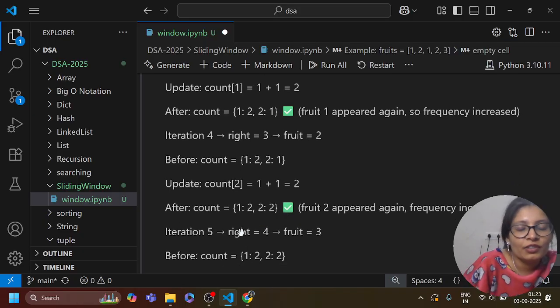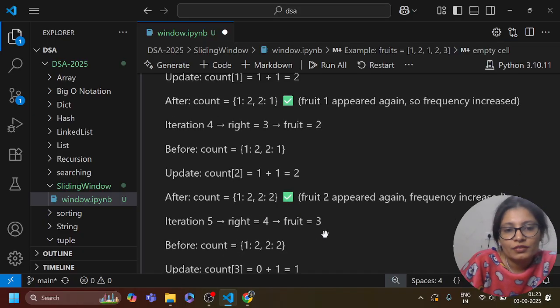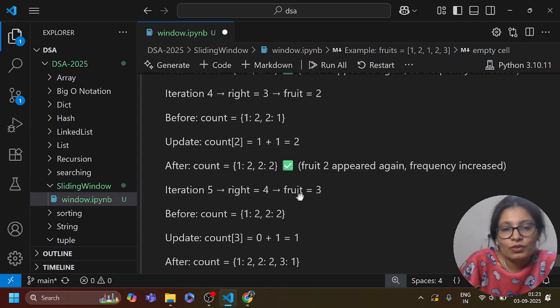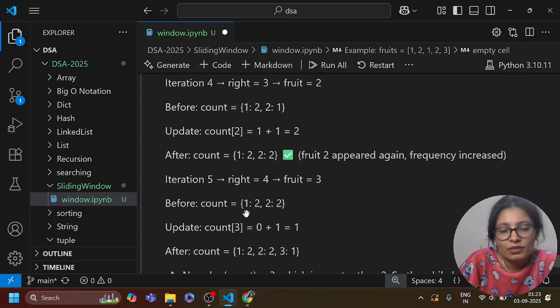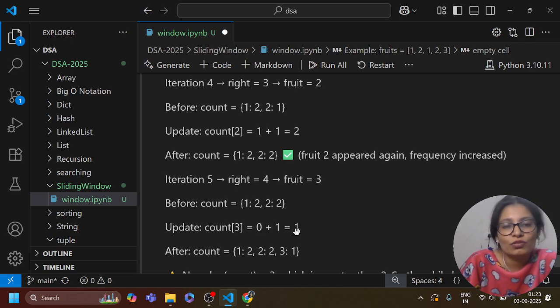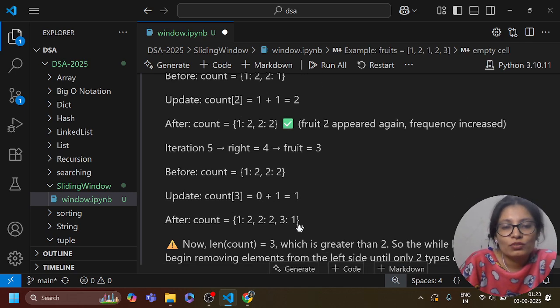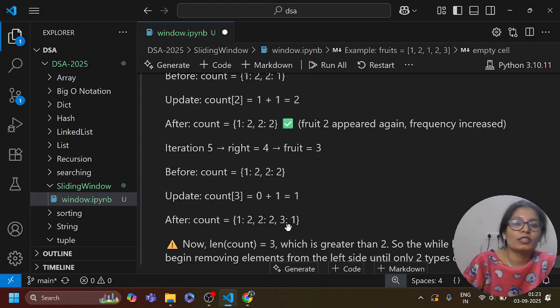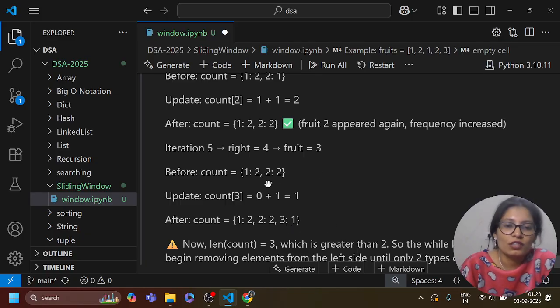In iteration 5 we have 3, so right equals 4 and fruit equals 3. Before, the count is 1 colon 2 and 2 colon 2. Here 3 has only one count, so the updated count equals 1. So I need to update our dictionary: 1 colon 2, 2 colon 2, and 3 is the key and 1 is the value. So this is the state.